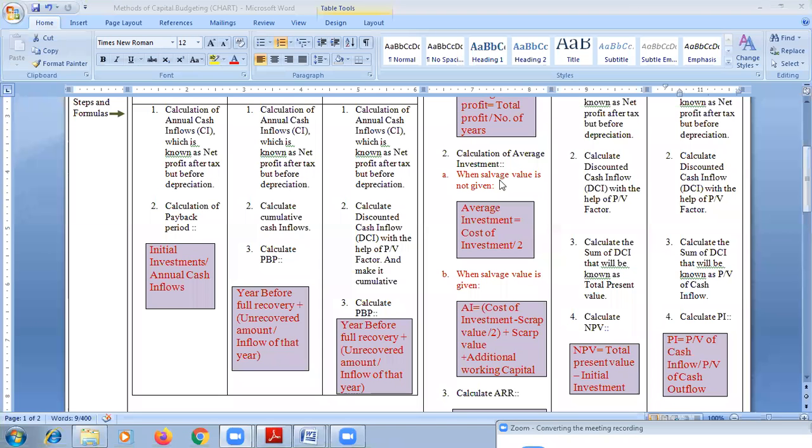Shall we start? Please note down the formula of AI when salvage value is given: cost of investments minus scrap value divided by 2, plus scrap value plus additional working capital. Okay, this is the formula when salvage value is given.